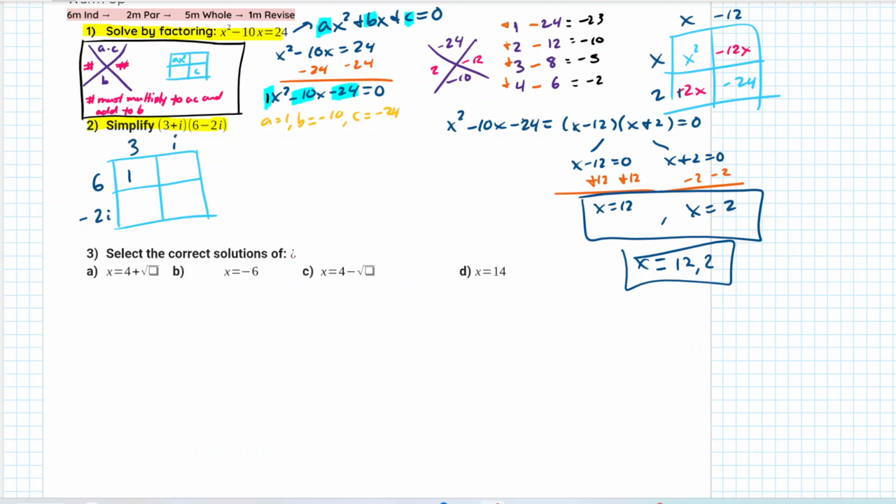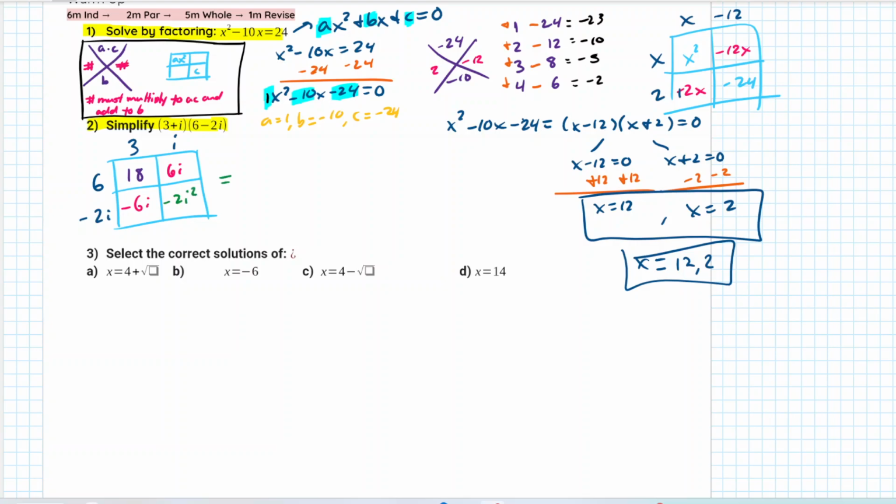Let me change those colors real quick. Let's use purple. 18. Okay. 6 times i is going to be 6i. And right now, we're just going to treat i as a variable. So don't even worry about that piece right now. Negative 2i times 3 is negative 6i. And i times negative 2i is going to be negative 2i squared.